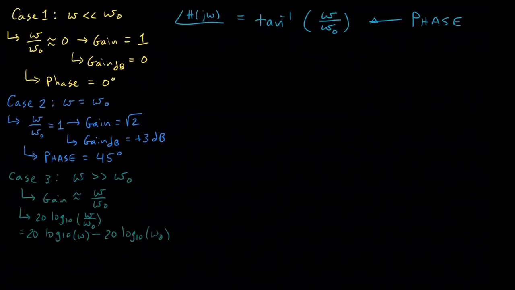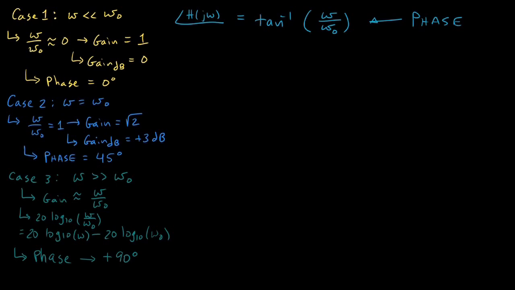All right, so what happens to the phase? Well, in this case, we're going to have something that is unbounded. So the arctangent of something that can just get increasingly large is essentially going to max out, and the phase is going to go to plus 90 degrees.